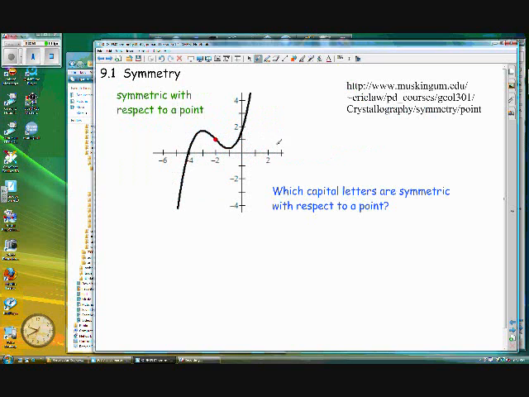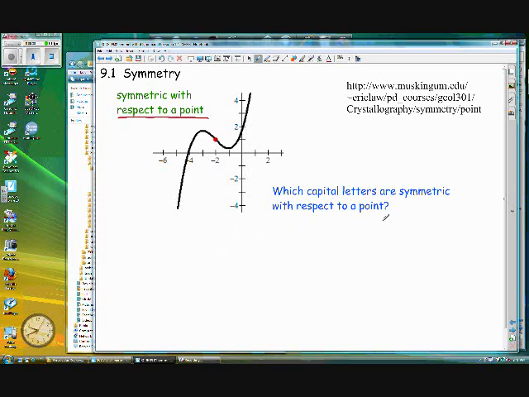Symmetric with respect to a point. So I'm choosing this point right here, and I can see that there's some kind of symmetry going on, isn't there? We've got this going down, curving back up, and over here we've got it going up and curving back down. This is symmetric with respect to a point.